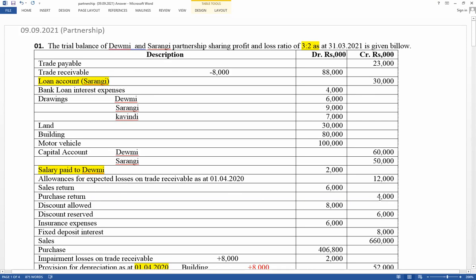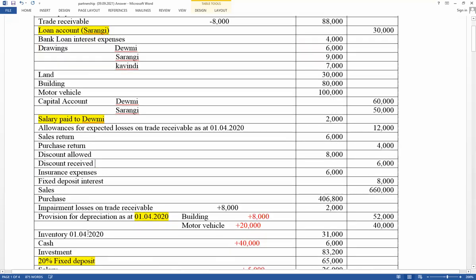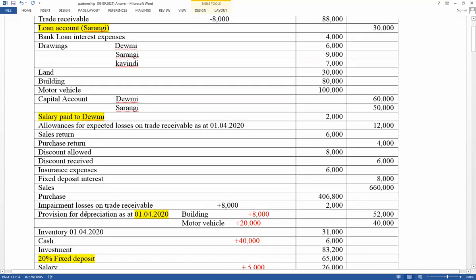Sales return goes in the income statement. Purchase return goes in the income statement. Discount allowed should be included under distribution expense. Discount received is under income. Insurance expense, administration expense, and fixed deposit interest we have discussed. Sales and purchases go in the income statement.